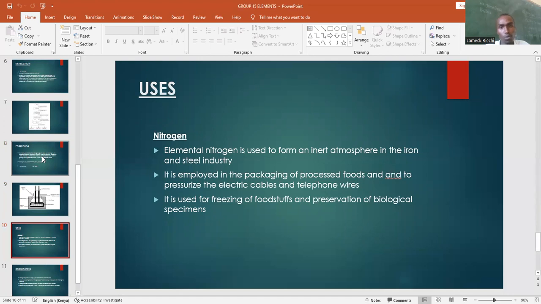Elemental nitrogen is used to form an inert atmosphere in the iron and steel industry. It is employed in the packaging of processed foods and to pressurize the electric cables and telephone wires. It is used for freezing of foodstuffs and preservation of biological specimens.